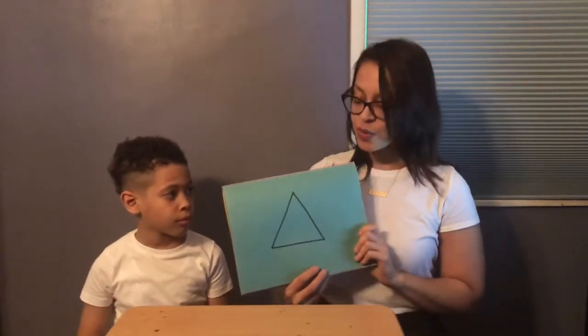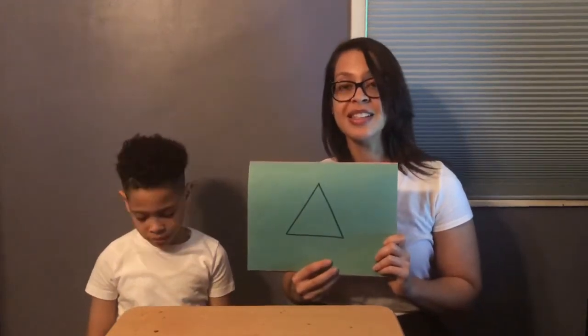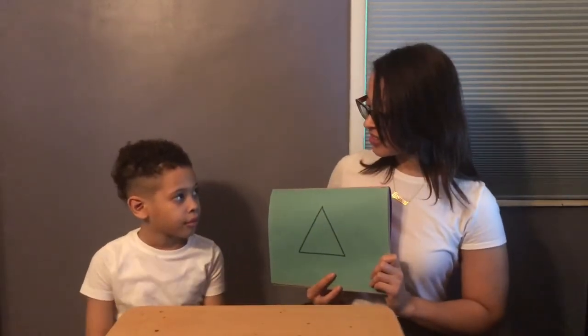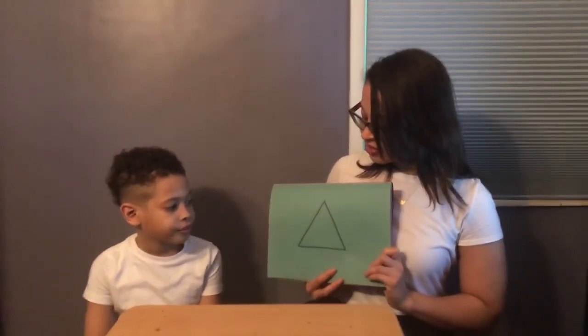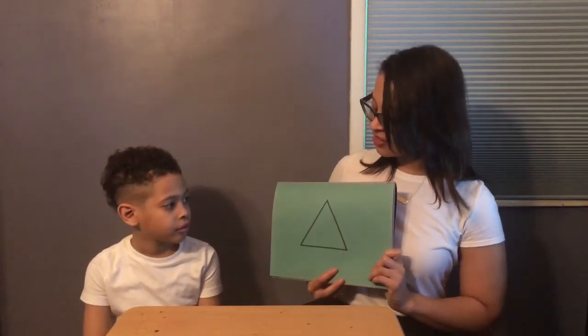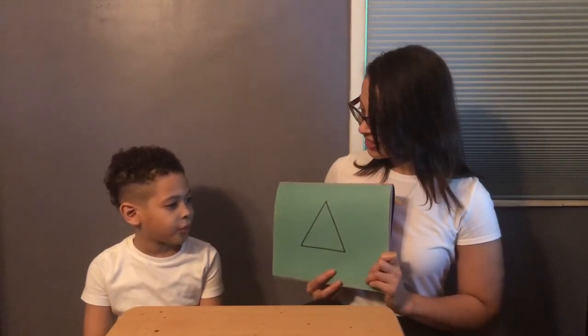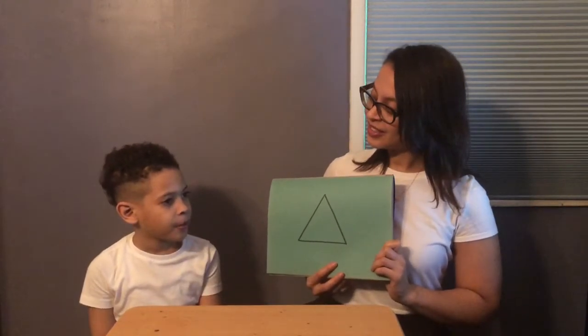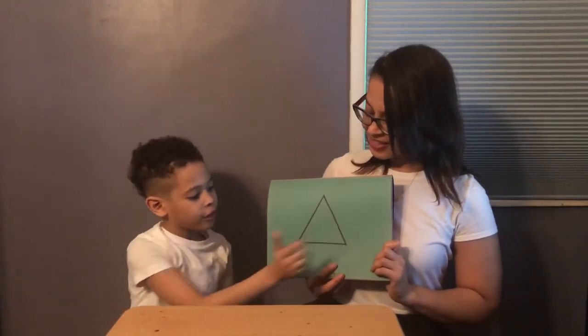Our friends at home, what shape is this? Can you tell us what shape this is? A triangle. How many sides does the triangle have? 3 sides. 1, 2, 3. How many corners? 3 corners. 1, 2, 3. Excellent.